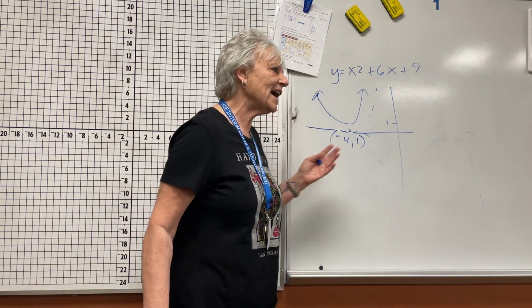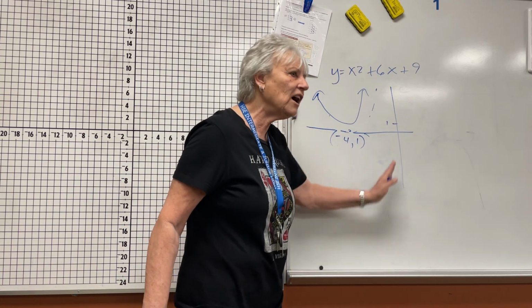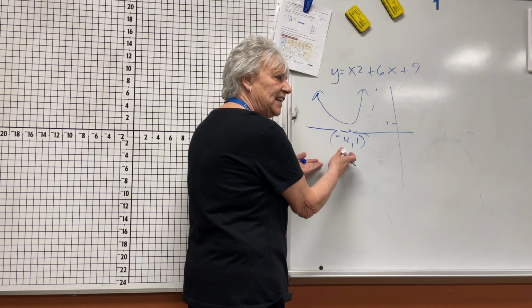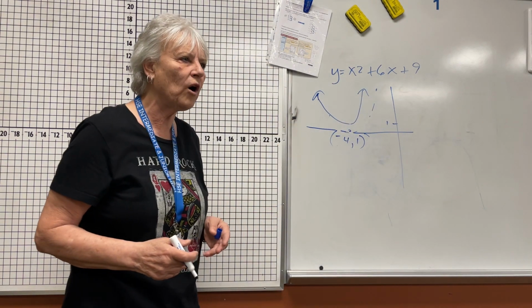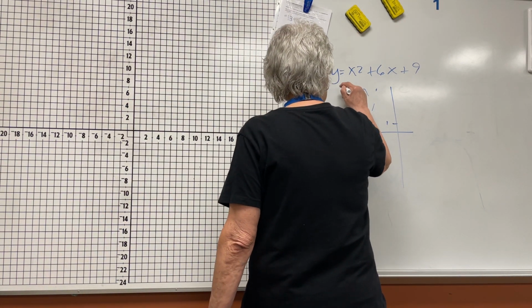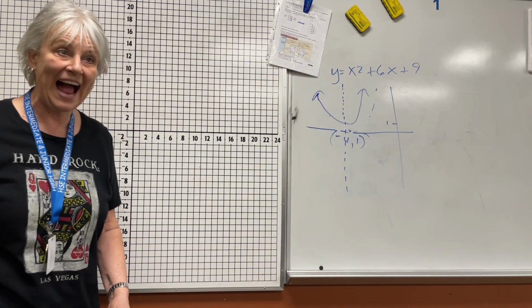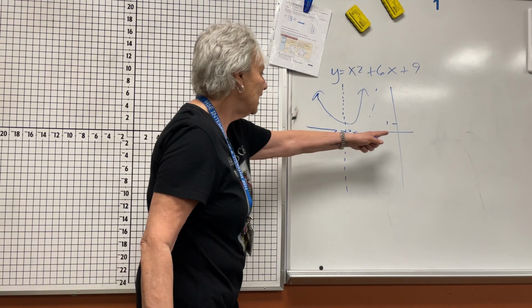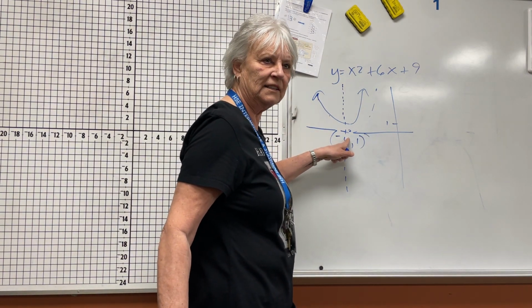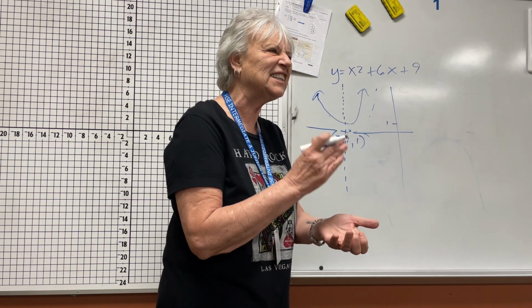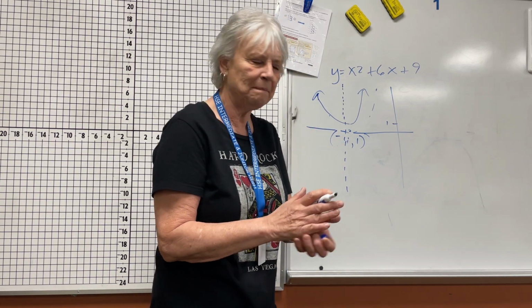Don't get mixed up with x and y. The y tells you the minimum value. And your vertex in this case is -4, 1. Now, this has an axis of symmetry at -4. In other words, -4 is where it cuts it exactly in half.